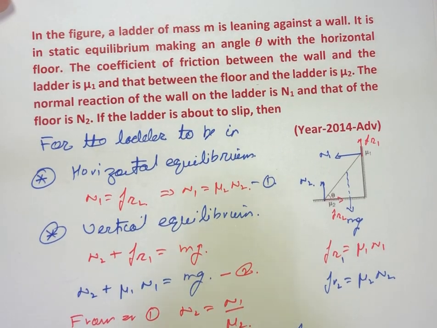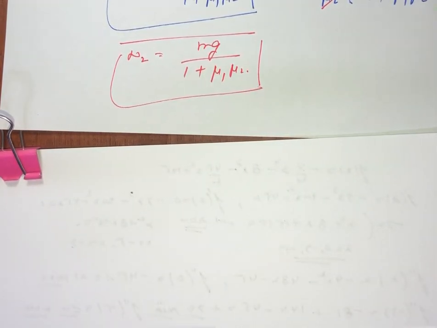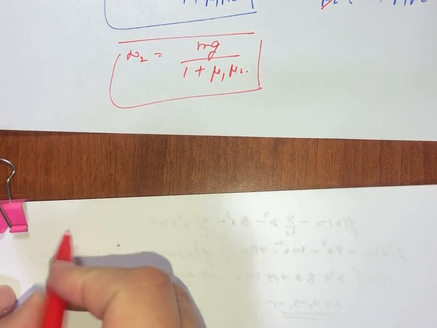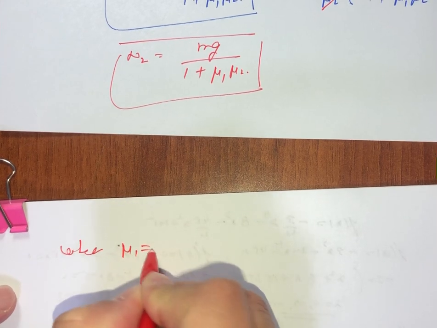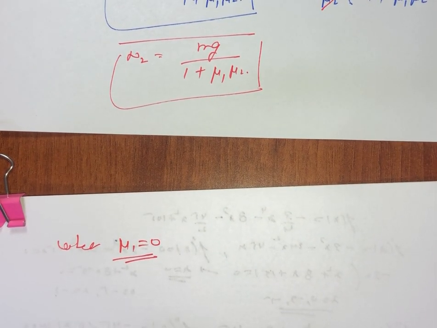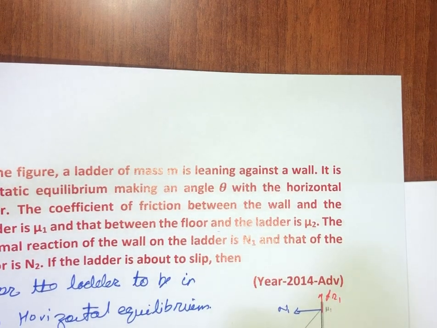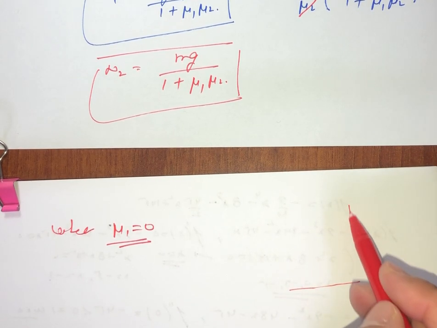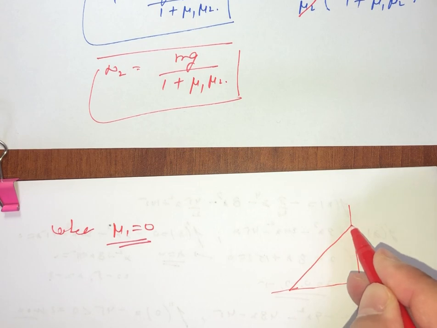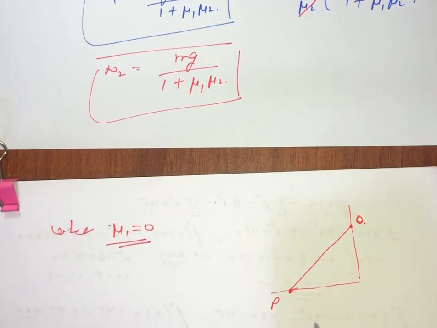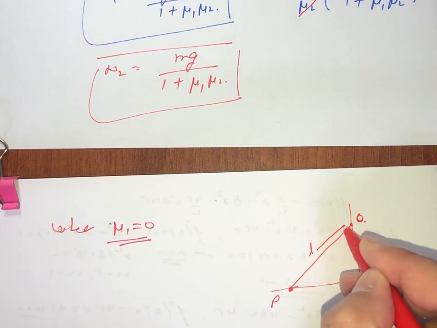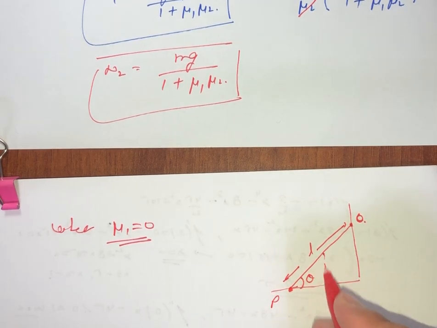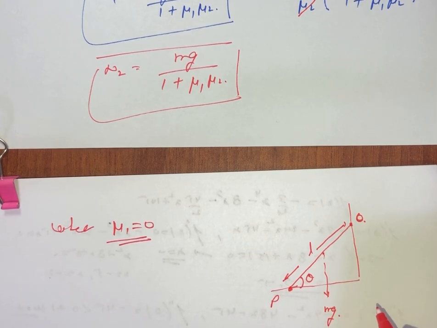And next it is said that if the ladder is about to slip, we can say that when mu1 is equal to 0, it will try to pivot. This is point P, and let us call this point Q. So let me draw it here. This is point P and this is point Q, and let us suppose the total length is L, and this angle is theta, and we have this as mg. This is O.